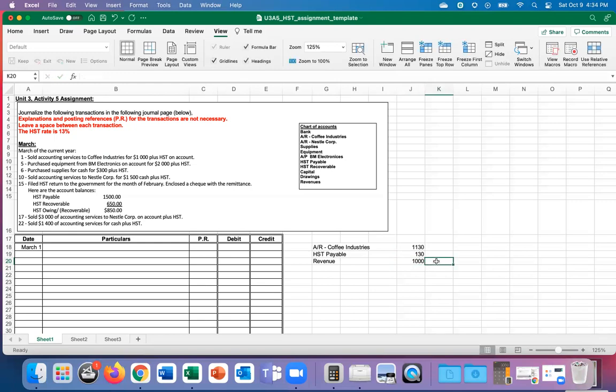All right. Good. So now we just have to figure out whether these are going to be debits or credits. The way we're going to do that is just think about our T accounts and how we've determined that in the past in previous assignments. So for this one, the accounts receivable coffee industries, $1,130.